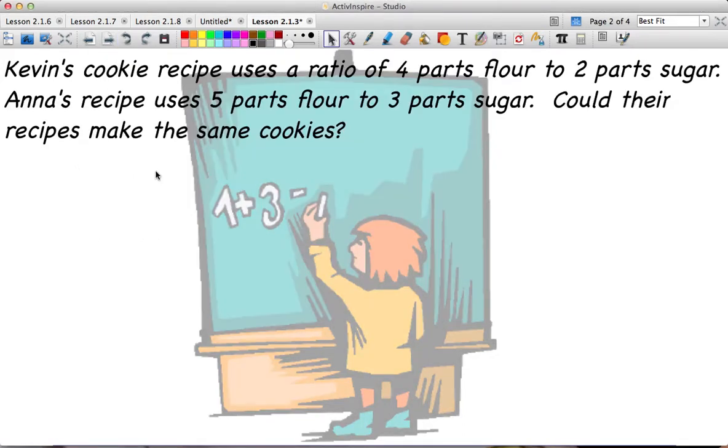Alright, so Kevin's cookie recipe uses a ratio of 4 parts flour to 2 parts sugar. Anna's recipe uses 5 parts flour to 3 parts sugar. Could the recipes make the same cookies?